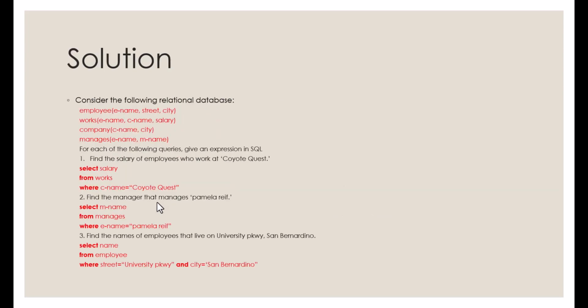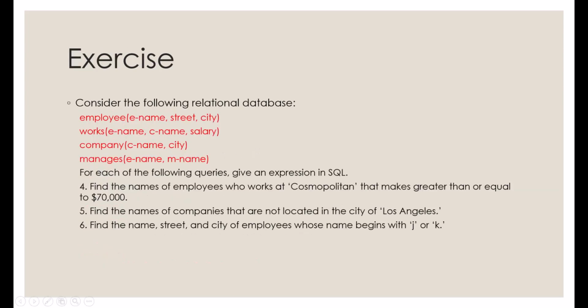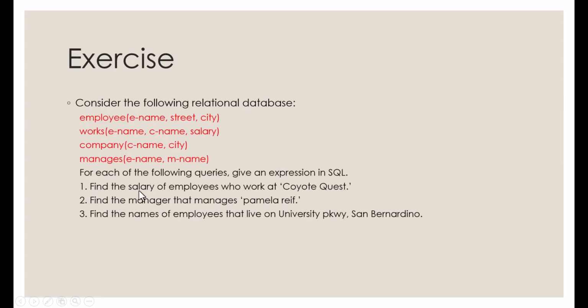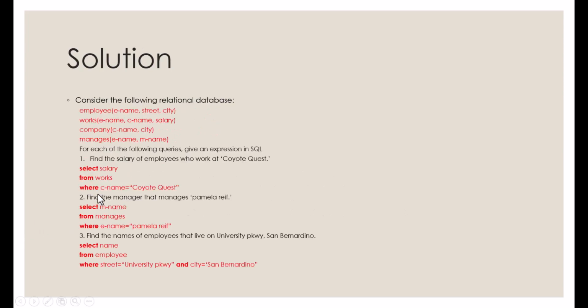Okay. So for number 1, let's first think about which table this information is contained in. We are looking for an employee's salary and where they work, Coyote Quest. So it can be found in works, right? I'm going to do select salary from works, because it contains the employee's name, which company they work for, and how much they make. And the where clause will have CNAME, the company name, is equal to Coyote Quest.